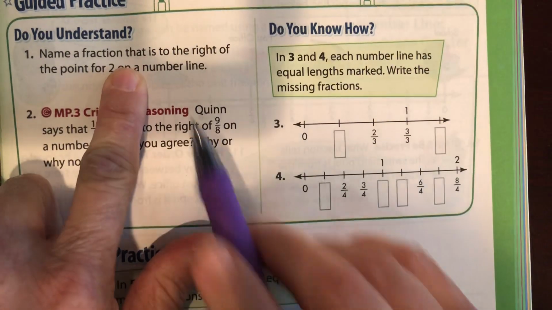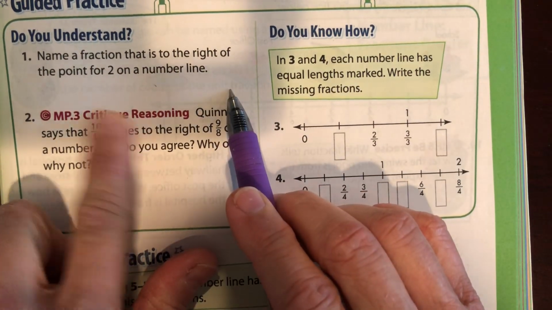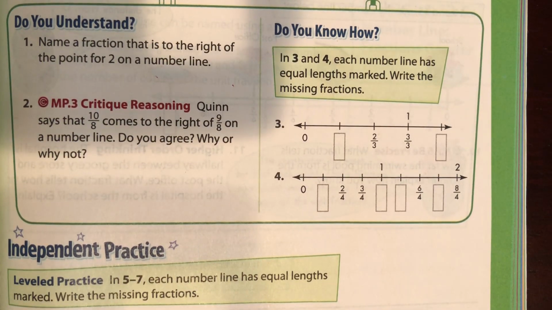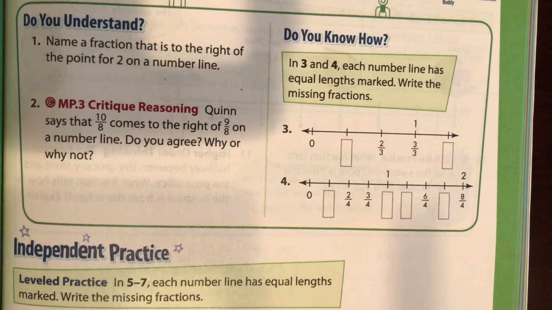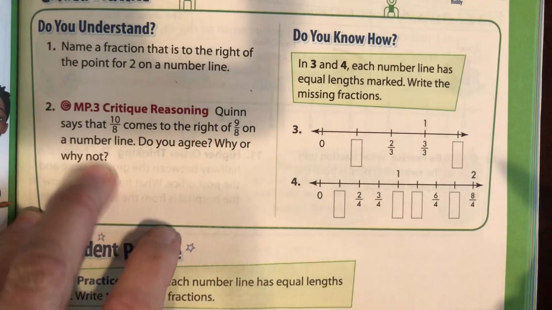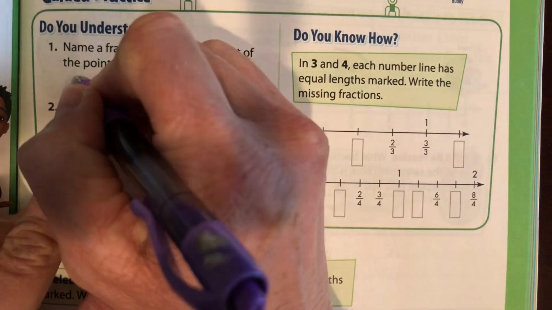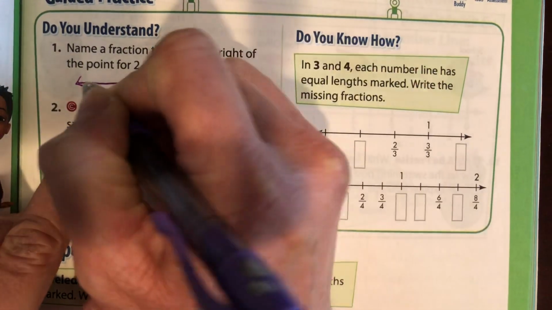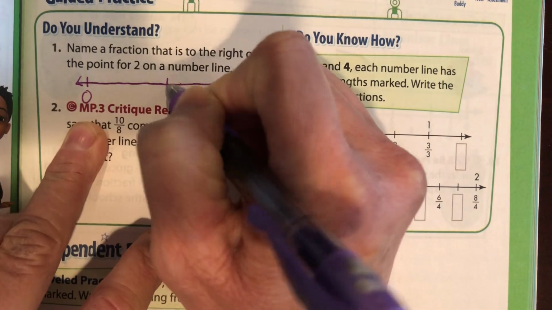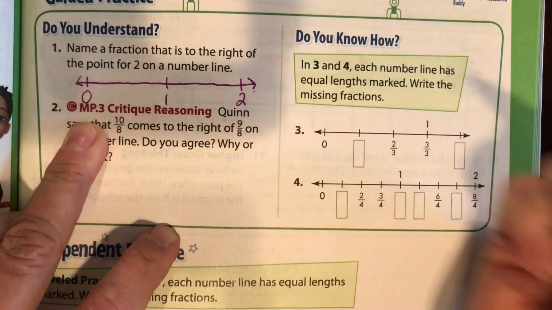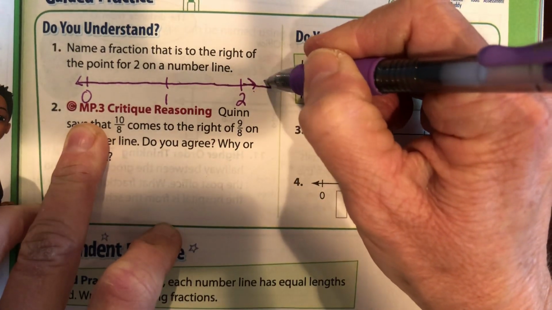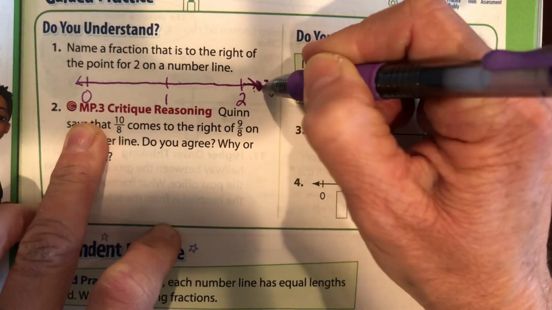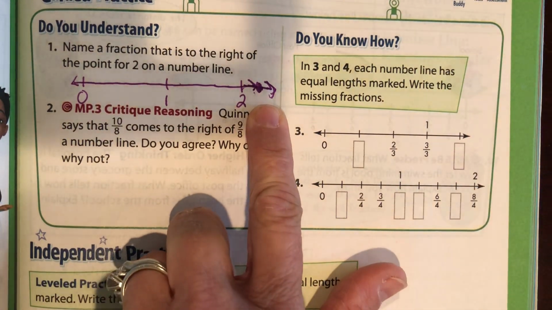Name a fraction that is to the right of the point for 2 on the number line. Okay? Well, I mean, it depends. Let's say we use fourths, because it depends what our denominator is, right? But let's say, okay, label your 0, your 1, and your 2. Oh, I should make this longer. Luckily, you used a pencil. We need to label something to the right of 2, so you need some space over there, okay?